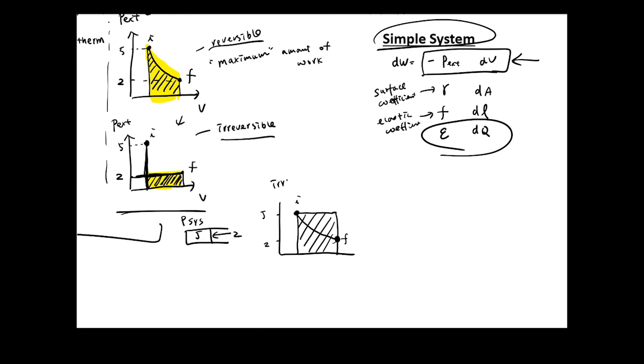So from this concept, you know the work is not going to be a useful state function because it's path dependent.